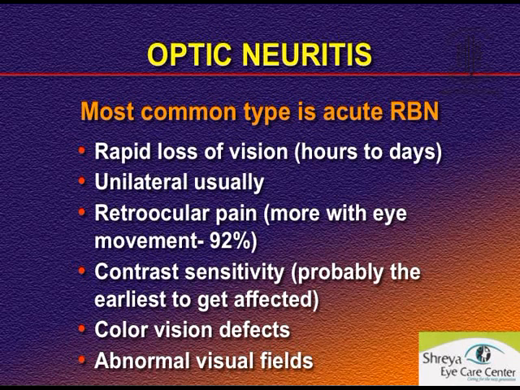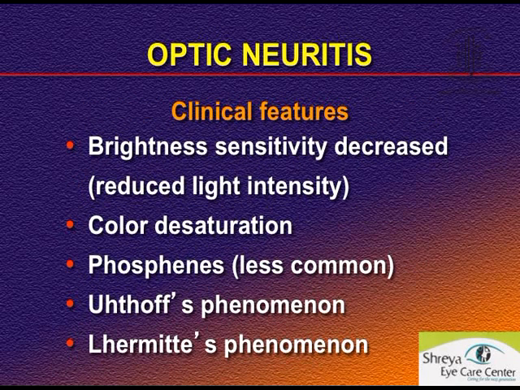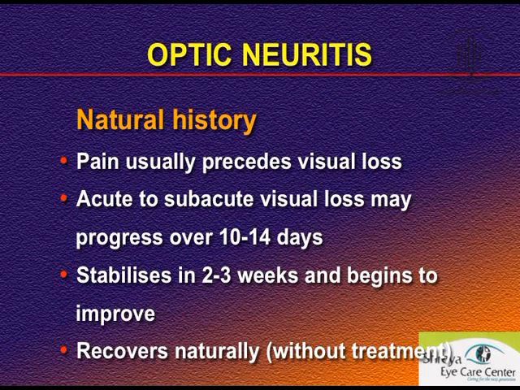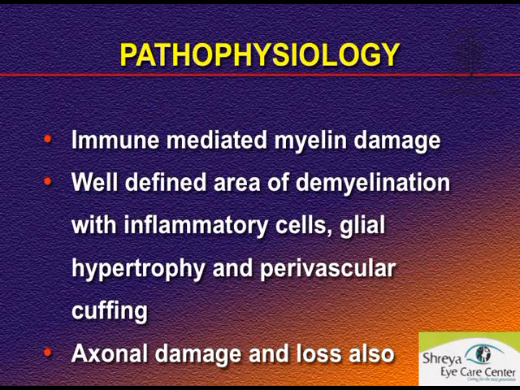Initially, some of these patients have contrast sensitivity abnormalities before they lose their vision. The color vision is lost, the visual fields are abnormal, and there is brightness sensitivity and color desaturation. The Uthoff's phenomenon and the Hermitte's phenomenon, as you all know, are sometimes associated with patients who have optic neuritis with demyelinating disease. Looking at the natural history, it progresses over about 2 weeks, then stabilizes and then improves, usually without any treatment. That's the hallmark of the first attack of demyelinating optic neuritis.